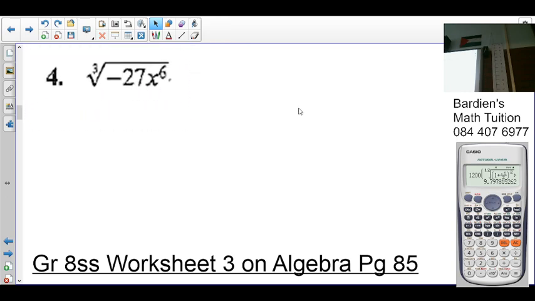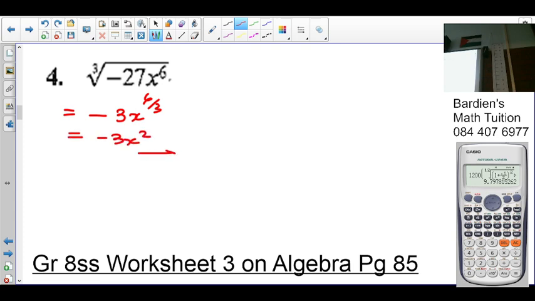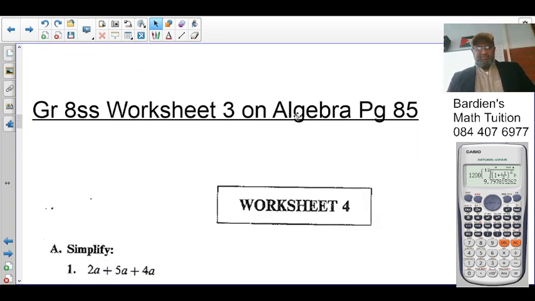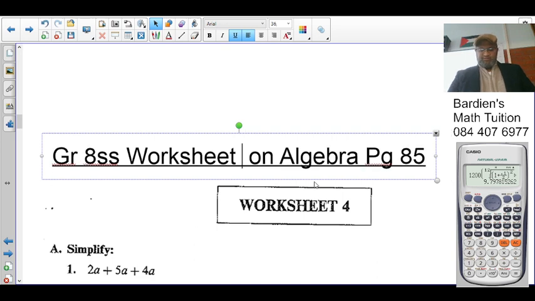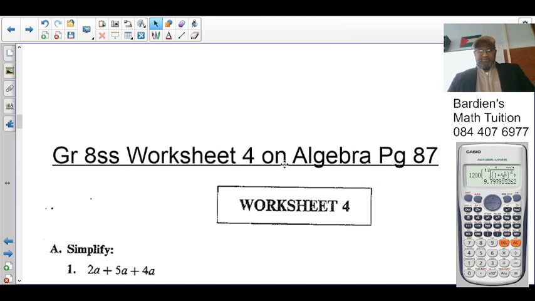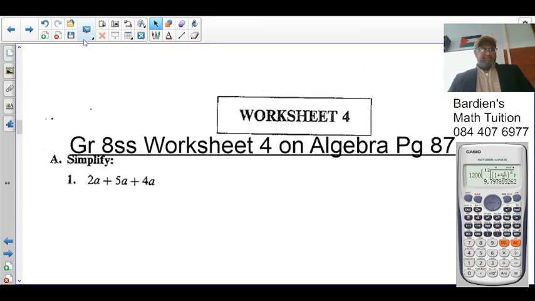The cube root of a negative number will always be negative. The cube root of 27? 3. X to the 6 over 3. So it's negative 3x. 6 over 3 is negative 3x squared. Right, you guys understand? Any confusion? No. For homework is exercise 4 on page 87. Yes, we're going to mark now.